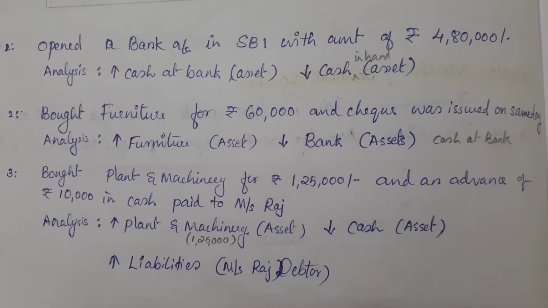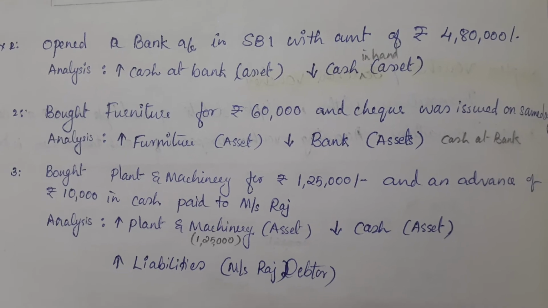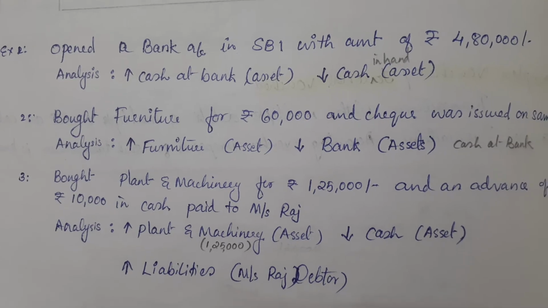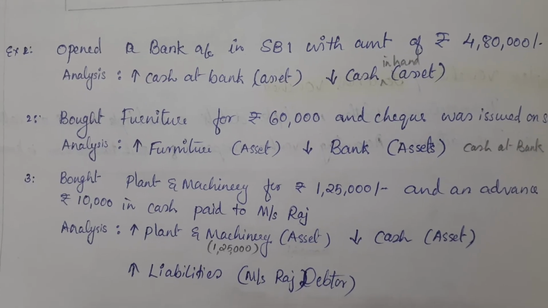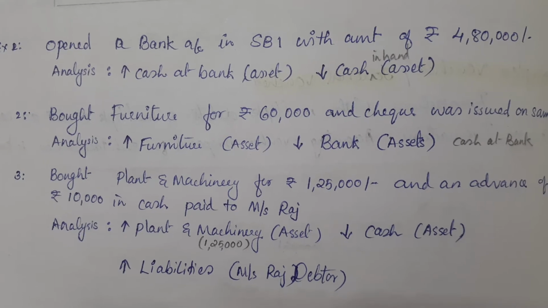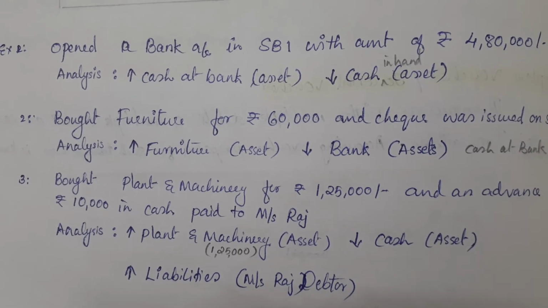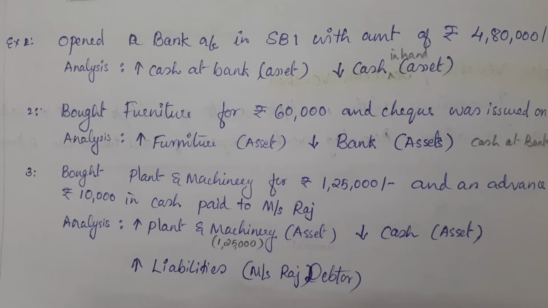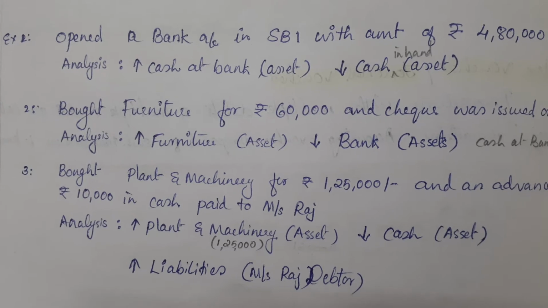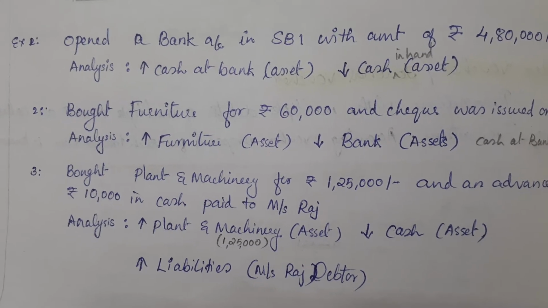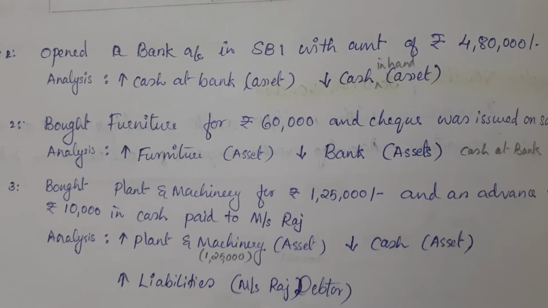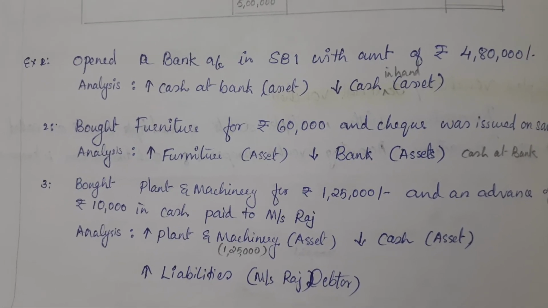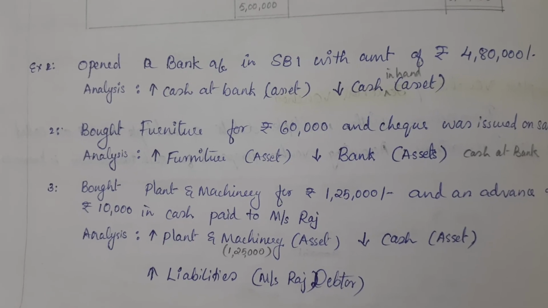So how are you going to write it? The plant and machinery asset is increasing, right? 1,25,000 rupees worth of asset is increasing, and how much have you paid as cash? Only 10,000. So from cash it is reducing, your asset is reducing, and your liability is increasing because you have to pay Miss Raj later. By mistake I have written debtors. It is not debtors, it is creditor. Miss Raj is a creditor. So you have to pay him 1,15,000 later.